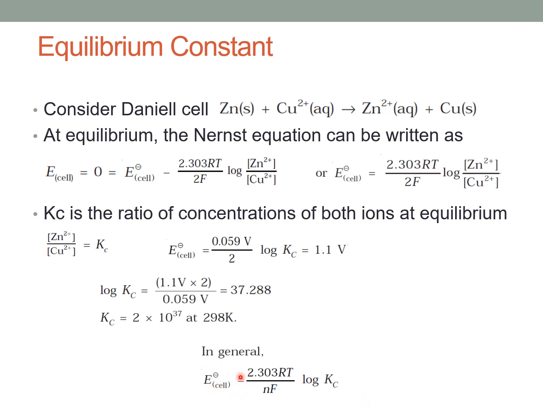So in general, if you want to use this relation between standard reduction potential and Kc, that means if you know the standard reduction potential of any cell, you can easily find the equilibrium constant. Otherwise it is very difficult to find the equilibrium constant, because you need to take all the concentrations of the species. In this Nernst equation, you don't need the concentrations to find the Kc. You can just have the standard reduction potential of that particular cell, then you can obtain the Kc. So this is the advantage of this particular equation.